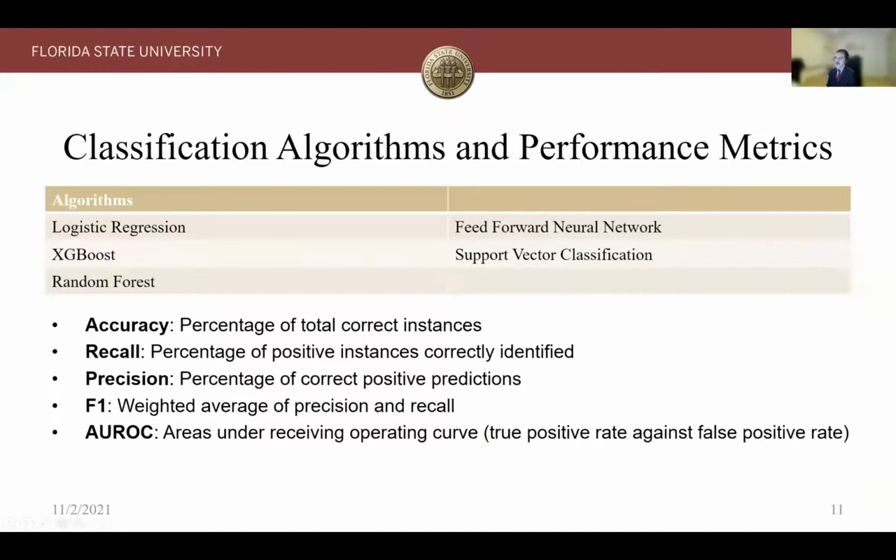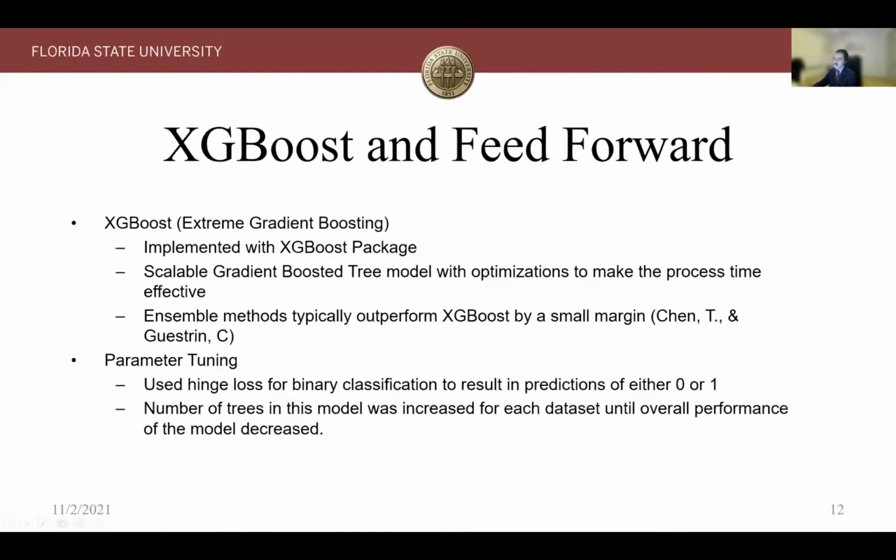In the study, we evaluated the data set with logistic regression, feed-forward neural networks, XGBoost, random forest, and support vector classification. The performance metrics used included accuracy, recall, precision, F1, and AUROC. XGBoost was implemented using the XGBoost package for Python.